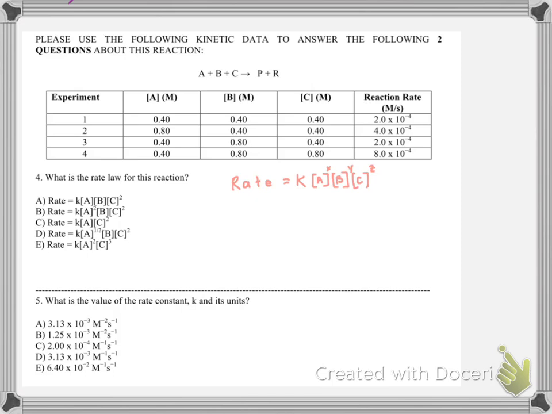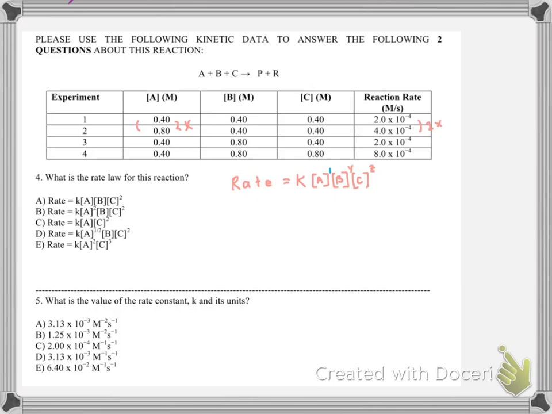We can do that by comparing experiment 1 and 2, because there we've doubled the concentration of A, but B and C are staying constant. When we double the concentration of A, we can see that the reaction rate is doubling. When we double, triple, quadruple the reactant concentration, and the reaction rate does the same thing, then that's first order. Okay, so we know the reaction is first order in terms of A, because when we doubled A, rate doubled. So I'm going to go ahead and put a 1 there for the A.